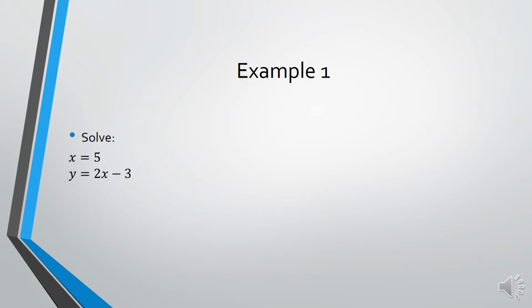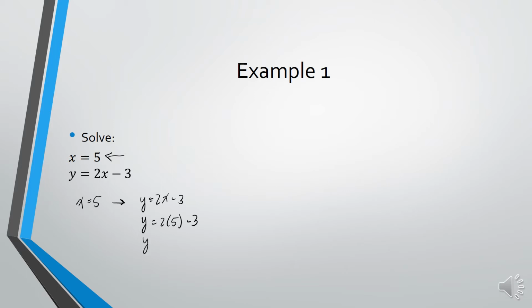So our first example, let's go ahead and solve this. So we have x equals 5 and y equals 2x minus 3. So the first step of substitution was to solve for one of the variables, but we already have that. I already know that x is equal to 5. So once I have one of my variables solved for, I'm going to take that and plug it into the other equation. So I know that x is equal to 5, and I'm going to take that information and plug it into my other equation.